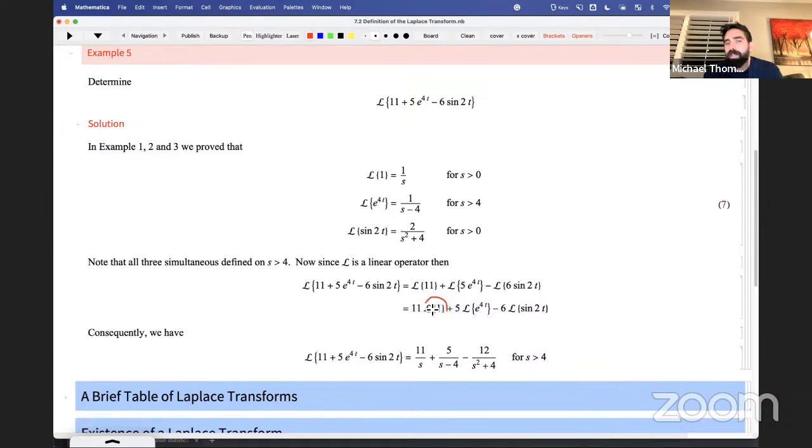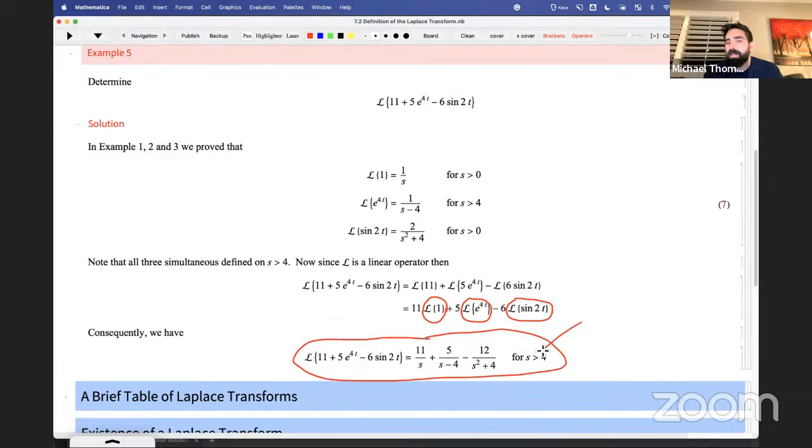And now if you look at every single one of these, we did that in example 1. We did that in example 2, I think. And we did that in example 3. We used a B there, but just replace the B with the 2. Okay, so there we go. There's our transform.